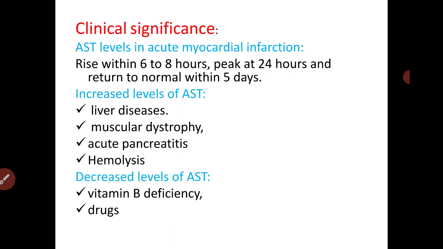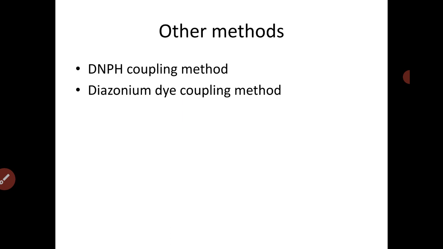When do you find decreased levels of AST? Decreased level of AST is found in vitamin B6 or pyridoxine deficiency. Pyridoxine, as I said, is the source of pyridoxal phosphate, the cofactor which is required for the activity of AST. So when PLP is deficient, you get a decreased value of AST. And intake of certain drugs also causes decreased AST levels.